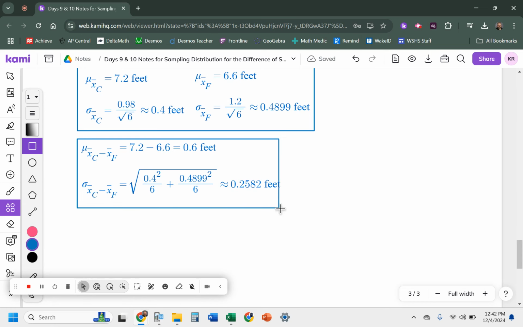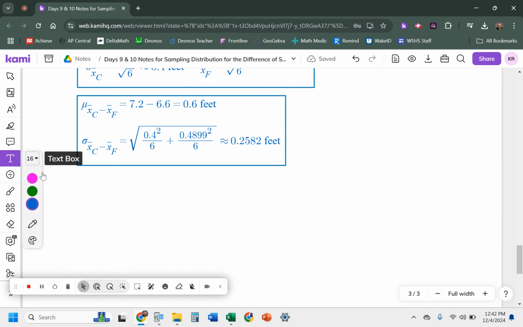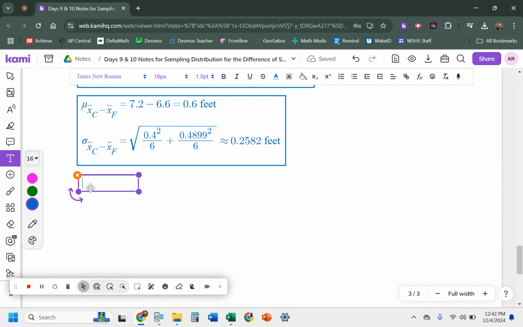All right, so now we have the parameters for that sampling distribution of the sample means. So now I'm going to go ahead and check my conditions. We have 3 conditions when I'm trying to do probability here. Number 1 was that we used simple random samples. So a simple random sample, or an SRS, of 6 waves was collected from each beach. And then their heights were measured.